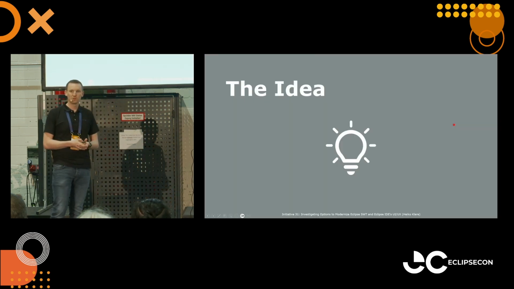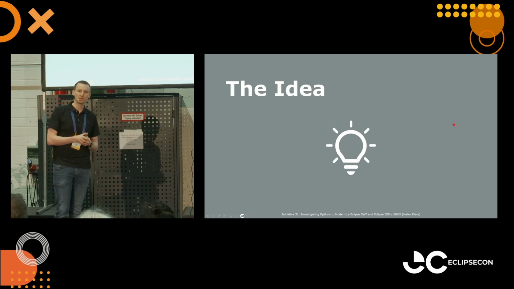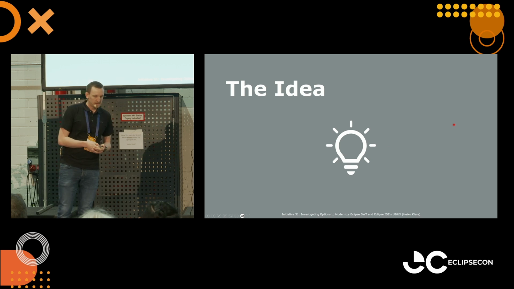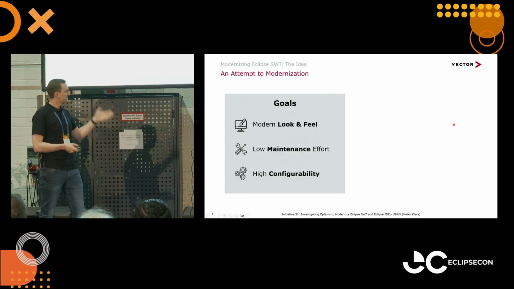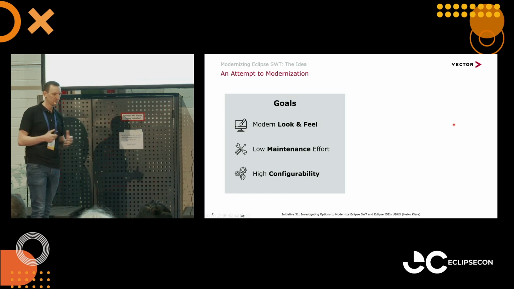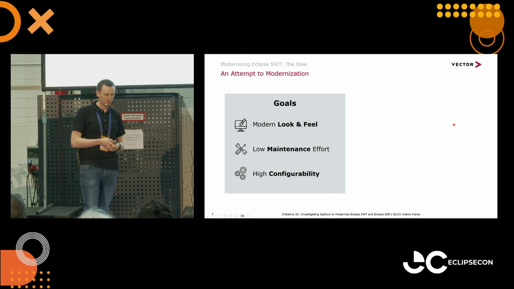And now the question is what we can do about that. We had a discussion about this in the Eclipse IDE working group, what we want to do to try to overcome these limitations, and started first with defining the goals of such an initiative. So this is basically rephrasing the challenges we've seen as goals: to modernize the look and feel, lower maintenance effort, and improve configurability.